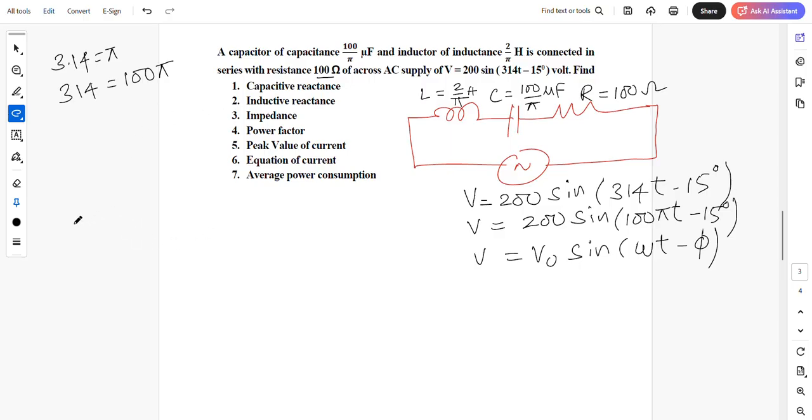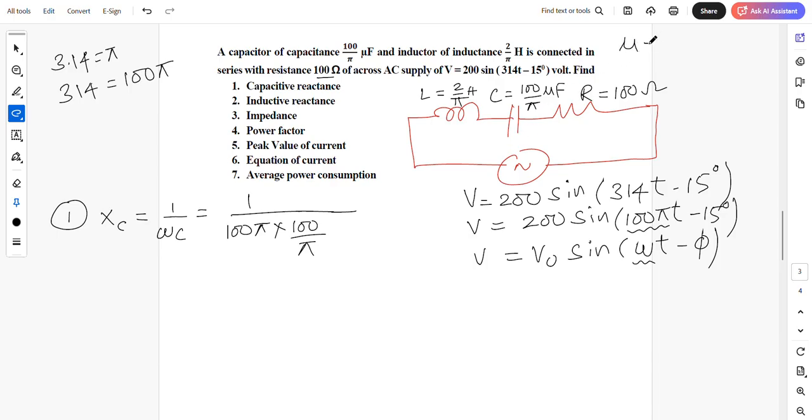Now what are they asking us to calculate? First, the capacitive reactance. Xc is equal to 1 by omega C, that is 1 divided by omega times C. Omega is equal to 100 pi, compare this one. C is equal to 100 divided by pi microfarad. Micro is equal to 10 to the power of minus 6, this you have to remember.